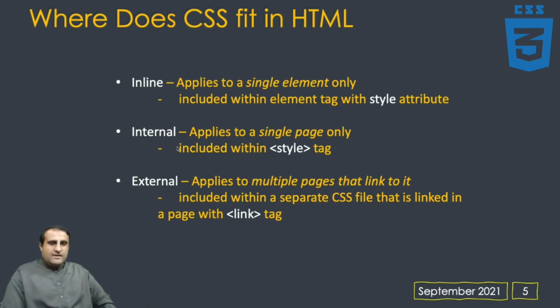Second, we have the internal CSS. This is applied to a single page only as opposed to a single element. So there can be multiple elements rendered with this internal style sheet. It applies to a single page and it is included in the style tag. And then finally we have the external CSS. This is actually an external CSS file, and it can be applied to multiple HTML pages. Basically, the external CSS file is linked with the link tag.